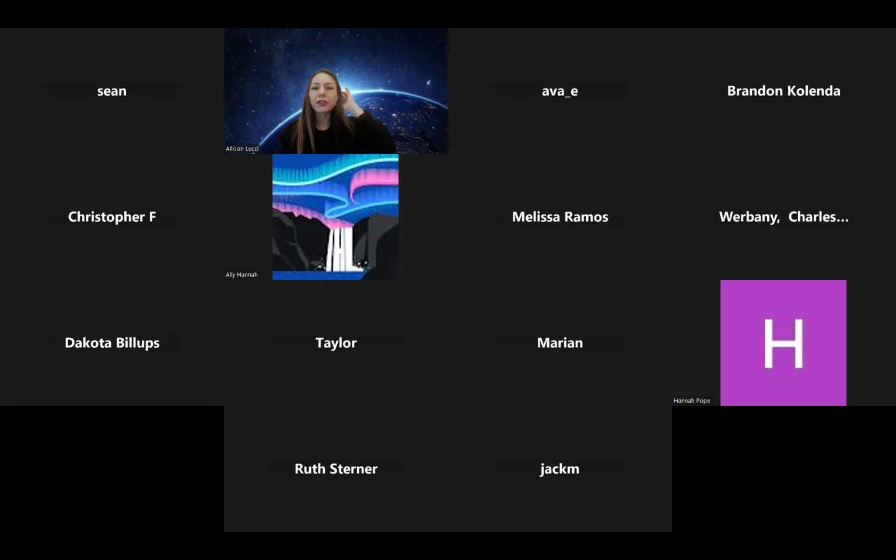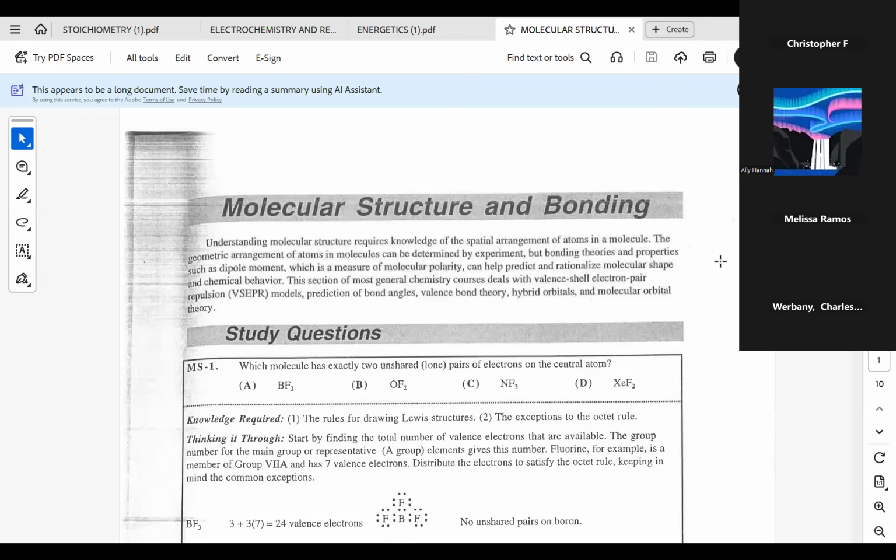How about molecular structure and bonding? That's a good one. That deals with all of our VSEPR stuff, the different molecular geometries. I don't think we did any of this in class together, so I might spend the rest of the time in this section to cover the many aspects of molecular structure and bonding.